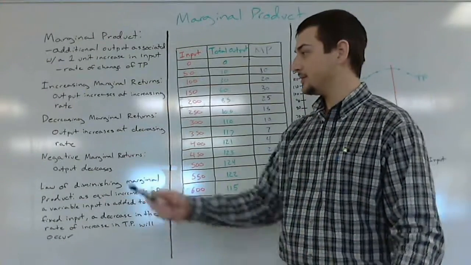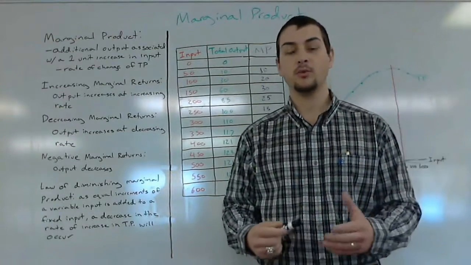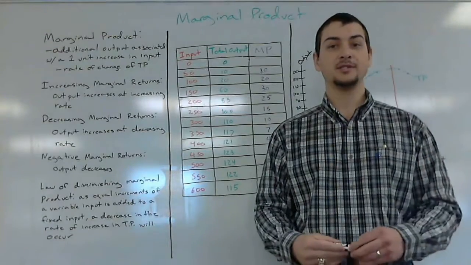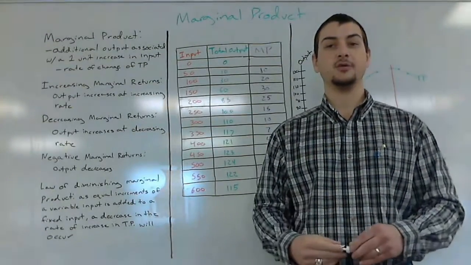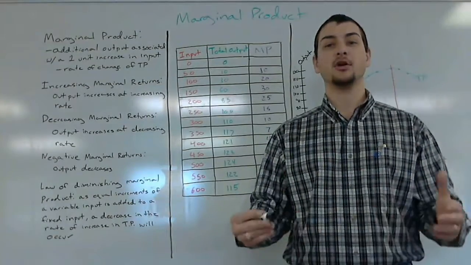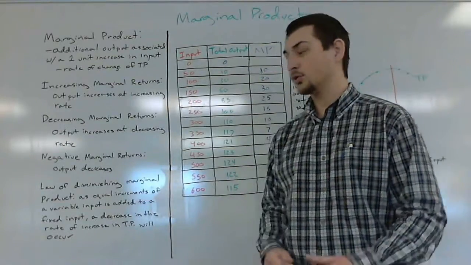Then the next segment is the decreasing marginal returns. For the decreasing marginal returns, what we find is as we add more units, total output is still increasing, but it's increasing at a decreasing rate, meaning that each additional unit is not having as large of an impact as before. Then we also get this negative marginal returns.